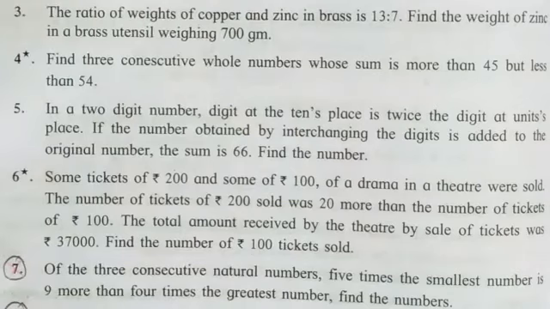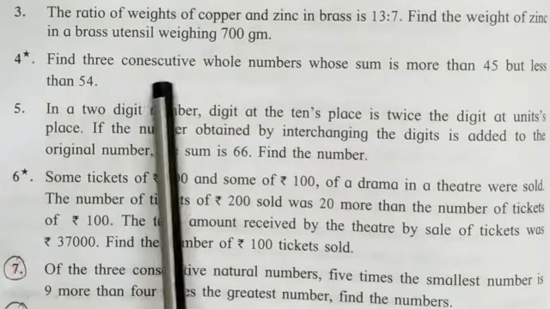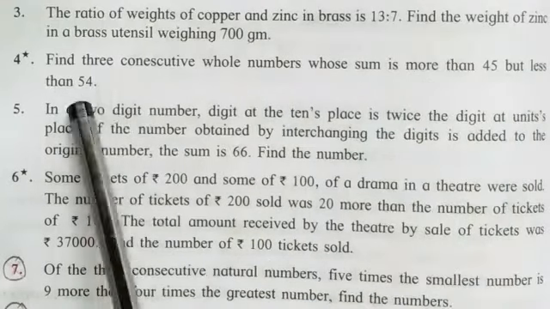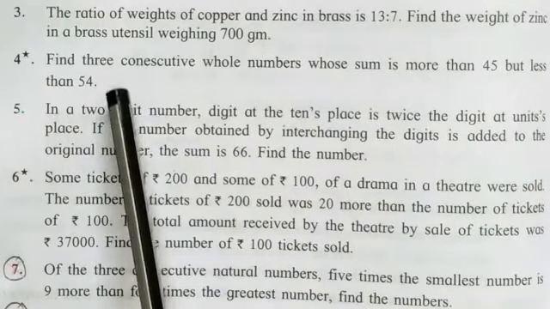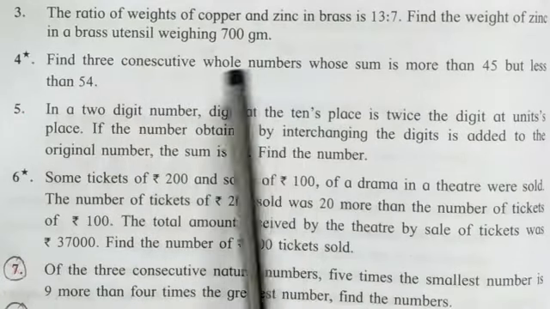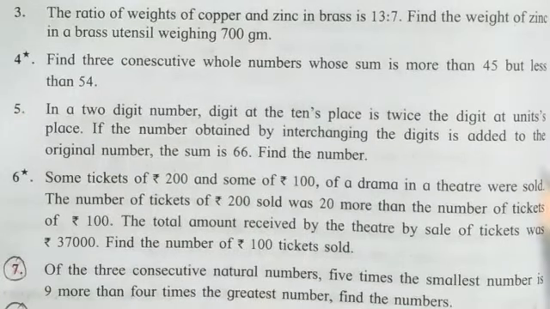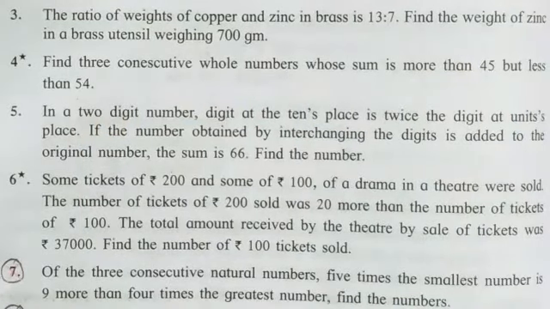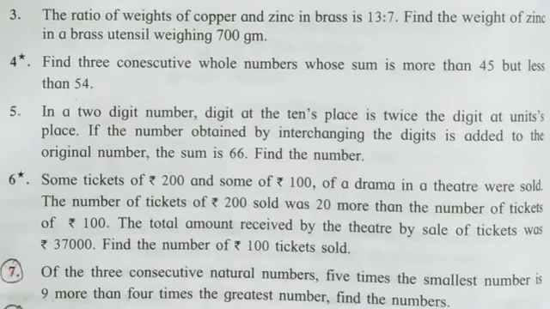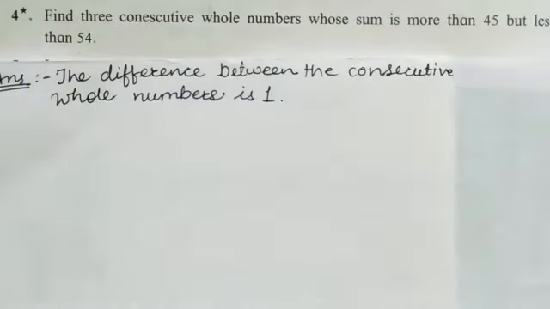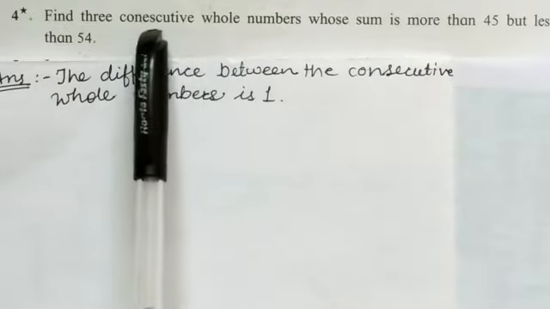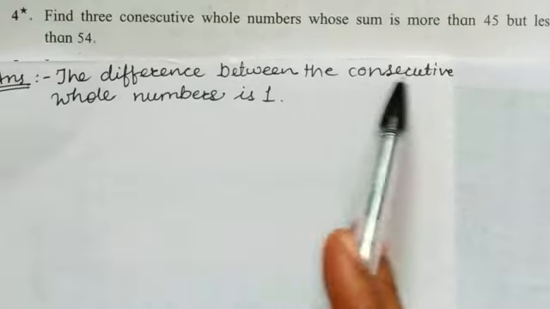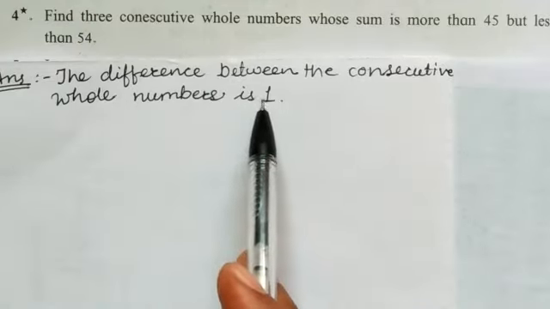Now students, let's see question number 4. Find 3 consecutive whole numbers whose sum is more than 45 but less than 54. It means the addition of 3 consecutive, that is continuous, whole numbers will be between 45 and 54. Did you get it? So let's find it. Now students, as we know the 3 whole numbers are consecutive numbers, it means they are serial numbers. So the difference between consecutive whole numbers is 1 only.